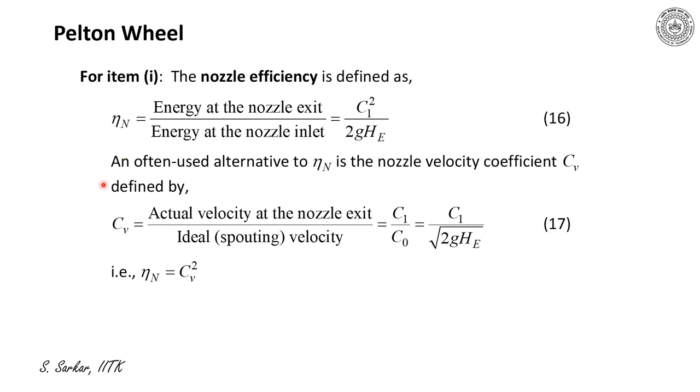An often used alternative to eta n is the nozzle velocity coefficient Cv, defined as the actual velocity at the nozzle exit divided by the ideal velocity, that is C1 by C0, which can be stated as C1 by root over twice G into Hg. That is equation number 17. Hence, comparing equation numbers 16 and 17, one can say eta n is equal to Cv squared.